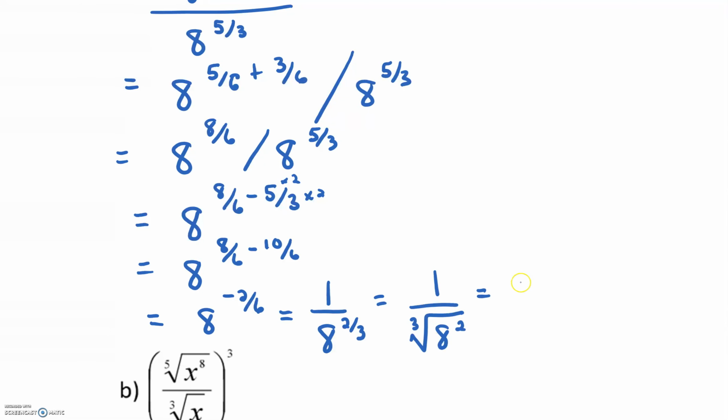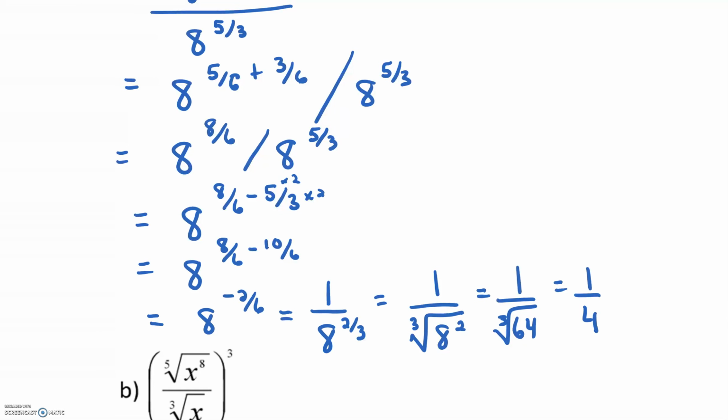I like to evaluate 8 to the power of 2, so I like to do that part first. It depends which method you prefer. And the cubic root of 64 is 4. So the final answer is 1 over 4. 1 over 4 is a reduced fraction, so I know I can't do anything else from here.